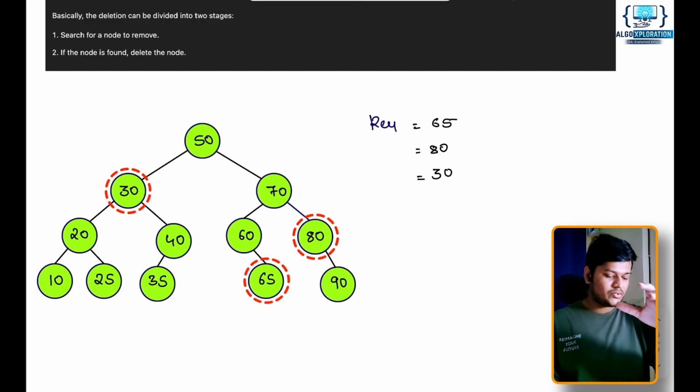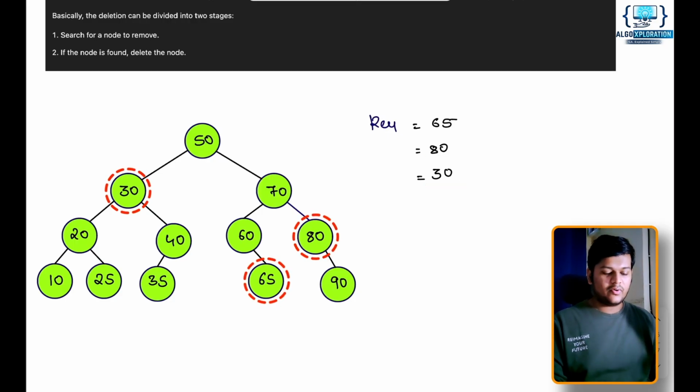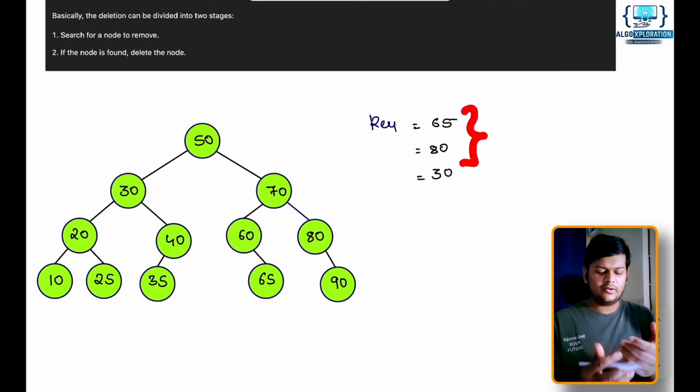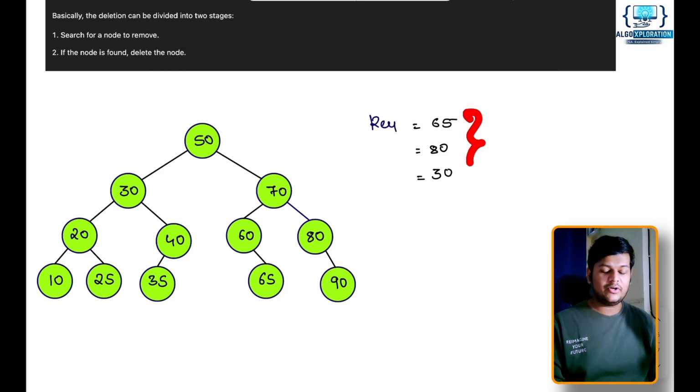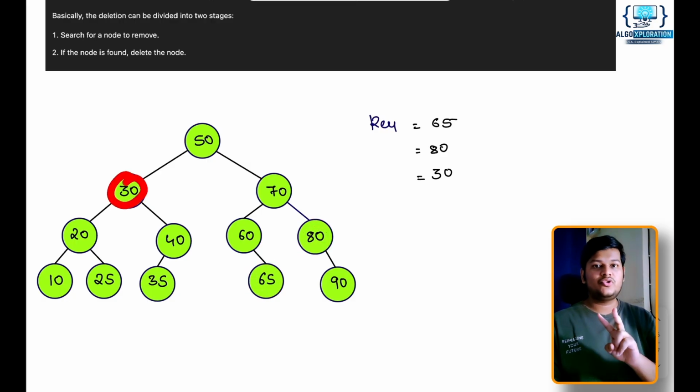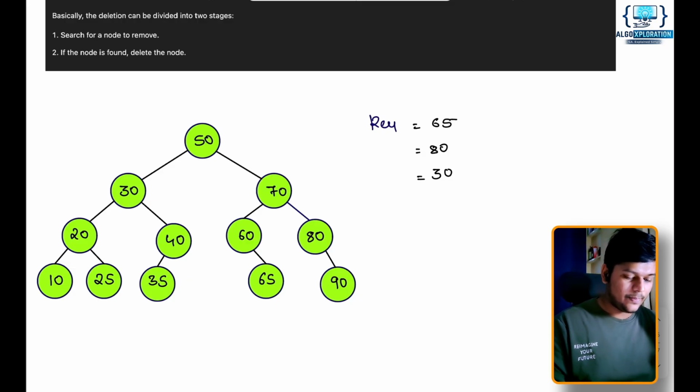Now you can pause the video and observe what is the difference between all these three nodes. You can comment it down. Let's see whether you got this right or not. For those who didn't understand, if you observe node 65, node 80, and node 30, node 65 has 0 children. Node 80 has one child and node 30 has 2 children. So the difference is this.